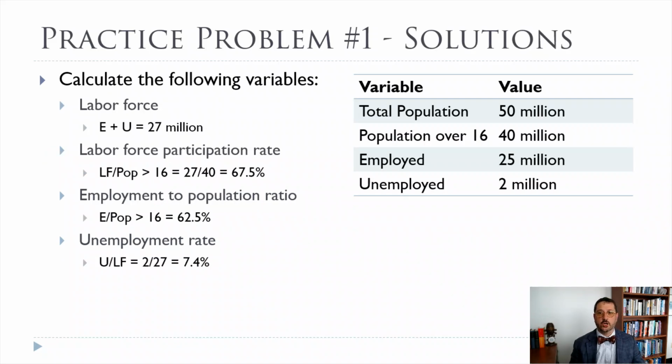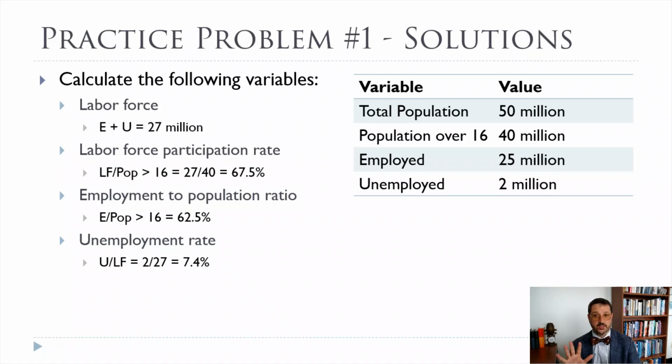Okay, so the labor force. The labor force, remember, is just the employed plus the unemployed. So I always think of the labor force as everybody who wants to be working. So either they have a job or they are looking for a job. And so in this case, our employed is 25 million, our unemployed is 2 million, so our labor force is 27 million.